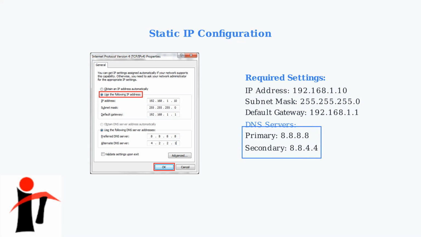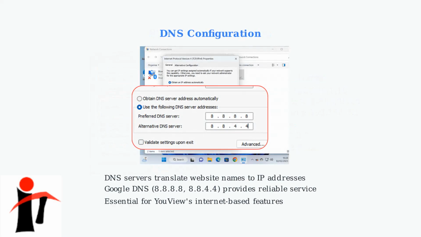For DNS servers, use Google's reliable public DNS, 8.8.8.8 as primary and 8.8.4.4 as secondary. These servers provide fast and reliable domain name resolution for your YouView services. DNS configuration is crucial because it allows your YouView box to find and connect to streaming services, program guides, and software update servers using their domain names rather than complex IP addresses.